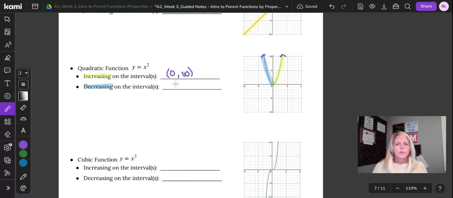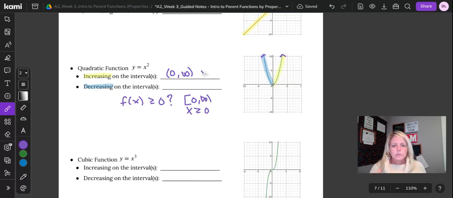I believe most of your questions on your lesson checks are going to ask what interval is it greater than or equal to 0. In which case, if this were the question, then I would have to include my 0 with my solution, or I could say x was greater than or equal to 0. Okay, so up here, increasing, I'm not going to include it because it's technically not increasing right at 0. So x has to be positive. And then decreasing is going to be negative infinity to 0, or x is less than 0.